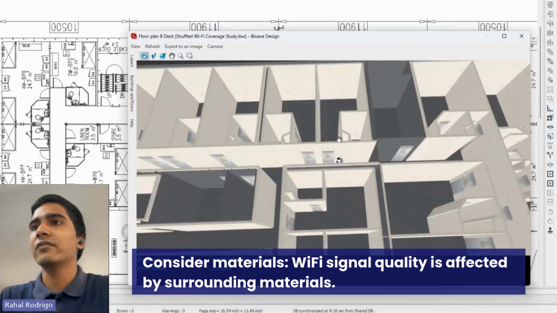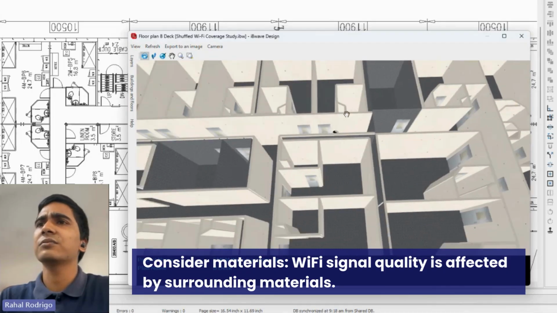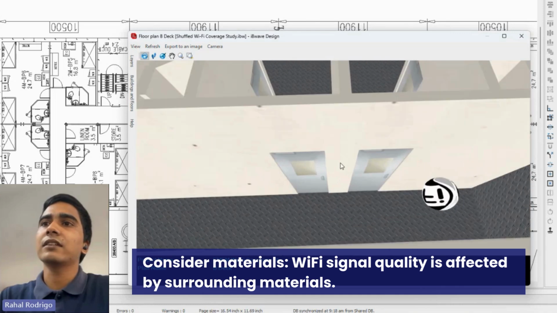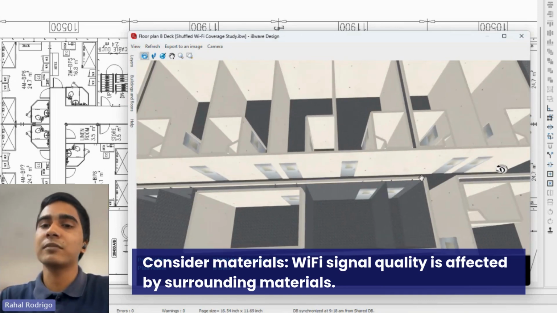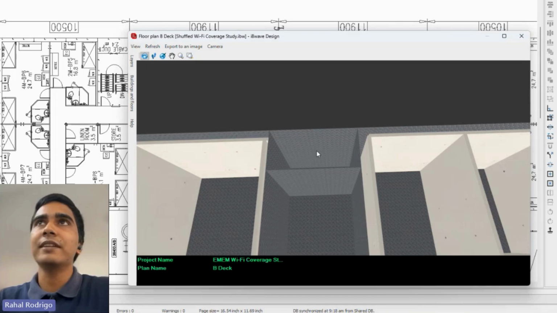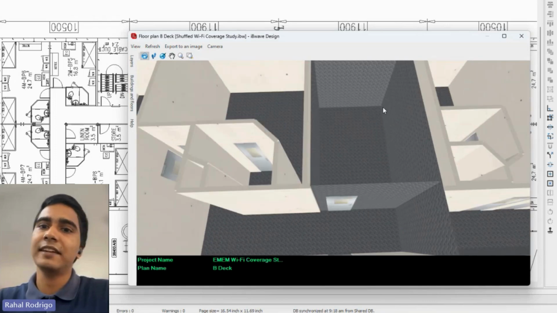So these are a variety of different materials, and we have metal doors as well that we need to worry about. So it's not just the wall material. All of these materials will affect how Wi-Fi propagates. Signal would pass through some materials almost like they didn't exist in a way, but some would stop Wi-Fi signals right in their tracks.